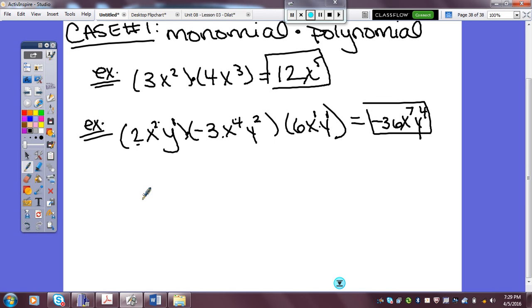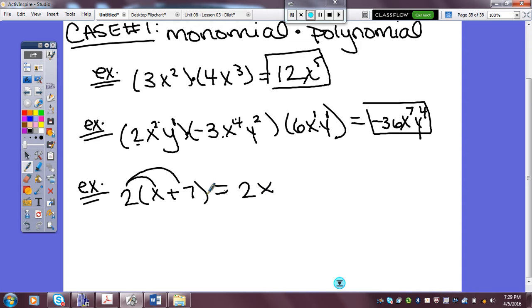All right, so what happens if I have a monomial times a binomial? 2 times x plus 7. Where have you seen this before? This is exactly like distributing. So I'm going to take 2 and distribute it. So 2 times x is 2x. 2 times 7 is 14. This is a monomial times, because there's an invisible times there, a binomial. All I'm doing is distributing. You have done all of this before.